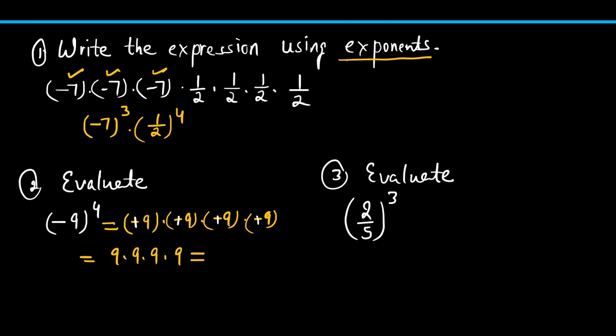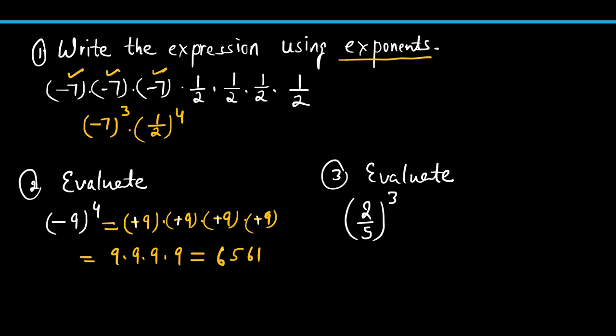So I can use the calculator here. On my desktop I have a Desmos calculator which I use. I'm going to multiply 9 times 9 times 9 times 9, and the answer is coming out to be 6561.